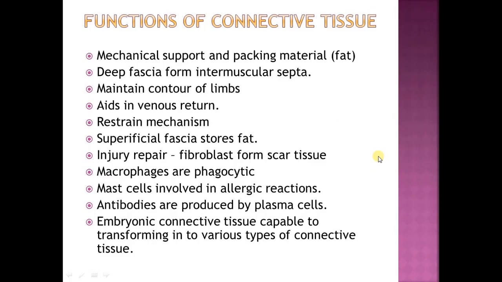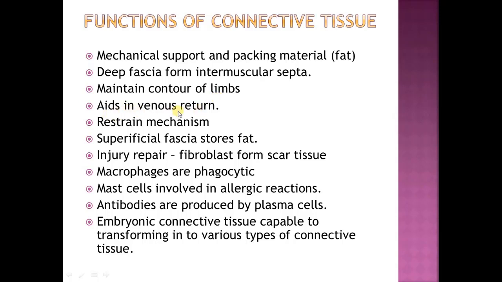So functions of connective tissue, as I told you, they are mainly for mechanical support, packing material, so that fat is a very good packing material. What happens in certain cavities, for example, your eyeball is present inside the orbit socket. A lot of fat is present so that it does not get affected due to any mechanical injuries. Deep fascia present around the muscles forms a tight sleeve around them. Because of that, the contour of the limbs, the shape, is maintained. Otherwise, if the muscles bulge sideways, then naturally the shape might get altered.